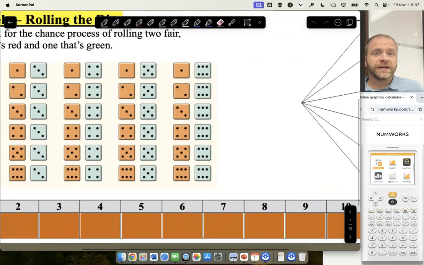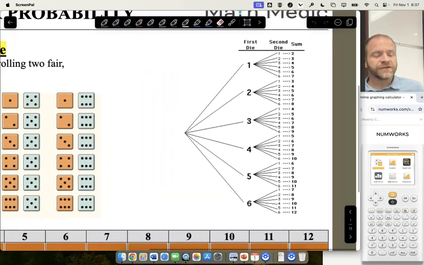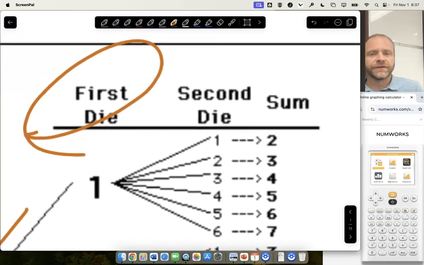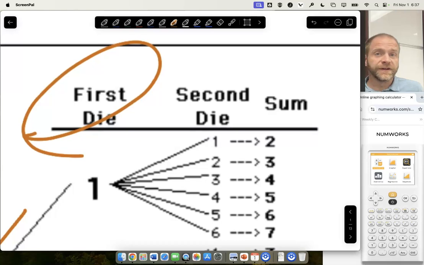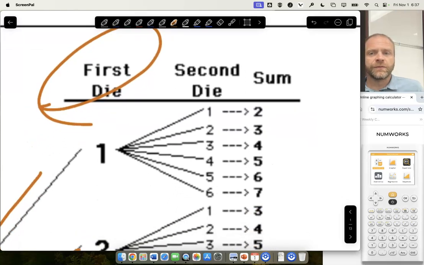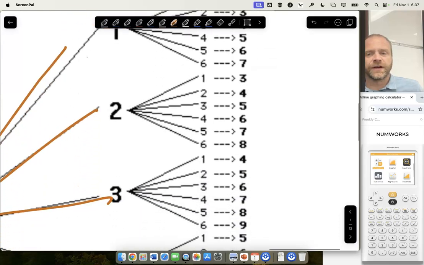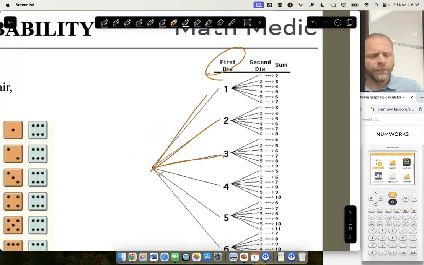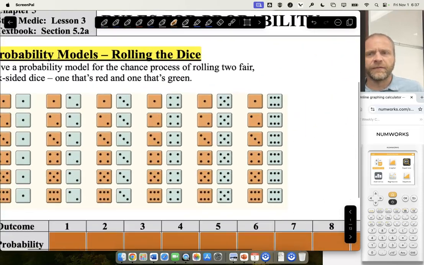We could also use a tree diagram, where you can see that we start off at this middle part here, and then it's going to branch off into all the different outcomes in the first event. The first event is rolling the first die, and all the different outcomes are 1, 2, 3, 4, 5, 6. But each one of those outcomes, after I roll the first die and I roll the second die, I could also roll a 1 through 6 on the second die. So each one of those outcomes has 6 branches going off of it as well. We're going to dive deeper into tree diagrams in a future lesson. Right now, we're just going to focus on the idea of a probability model.